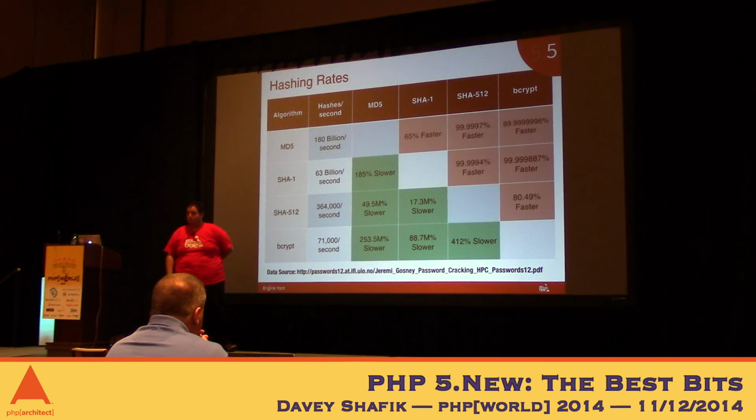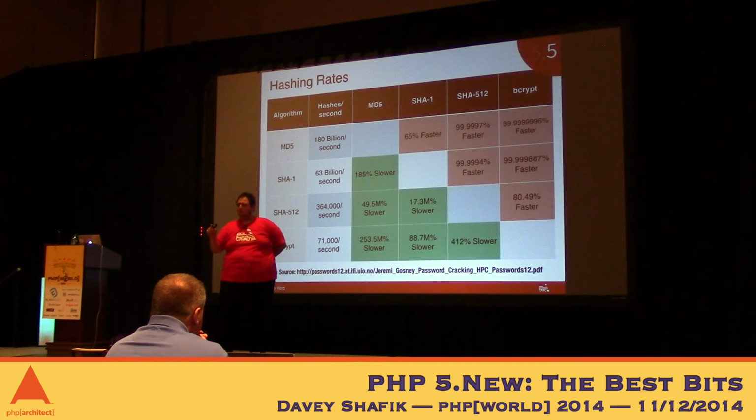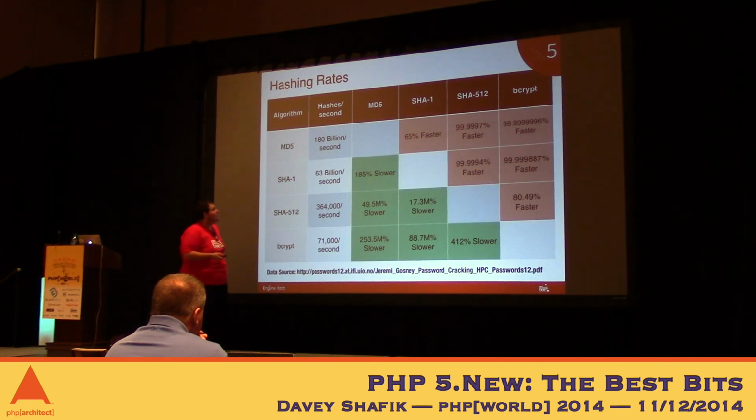Here's some numbers for you. MD5 you can generate on, so this was done on four small servers with like 12 consumer graphics cards. The cost of the setup was like $1,200, right? 180 billion MD5 hashes per second, regardless of salt. Okay, it's an insane number. SHA-1, which is what most people move to from MD5, 63 billion a second.